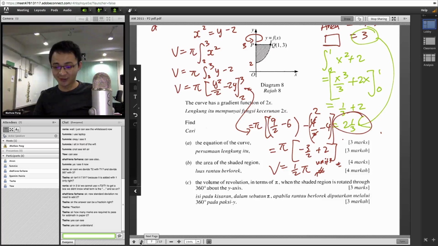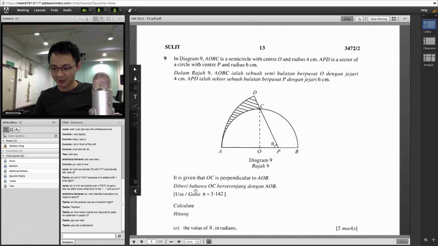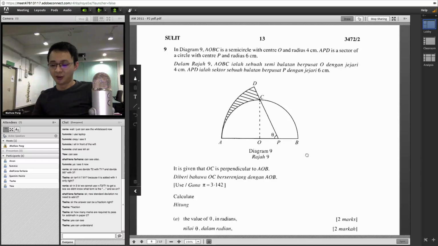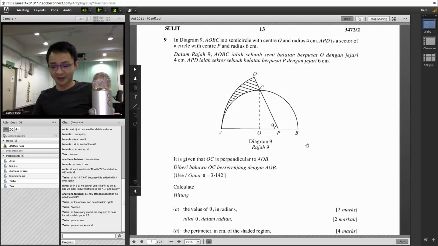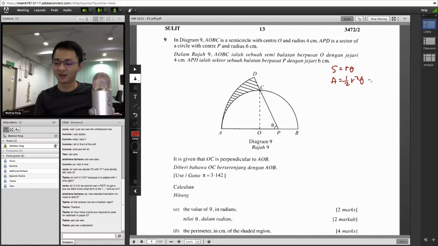Okay, let's move on to number 9. For question number 9, this one should be circular measure. There are a few formulas over here. The first one is S equals r theta, which is for arc length. The second one, for area of a sector, is half r squared theta. I hope you remember both of these formulas.